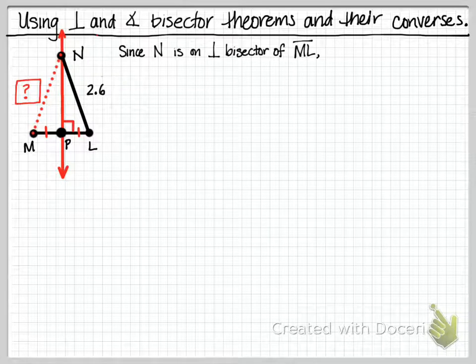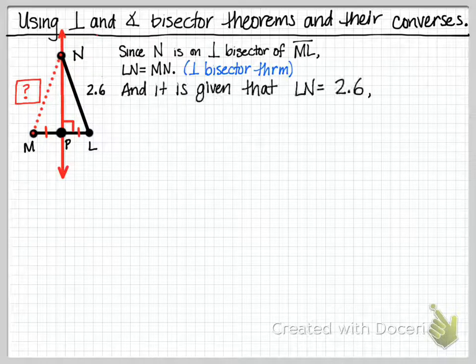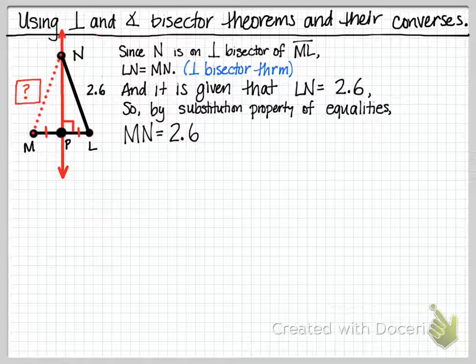Since N is on the perpendicular bisector of the segment ML, we know that N is equidistant to the two endpoints M and L. Therefore, the segment length LN is equal to the segment length MN. It's also given that the length of LN is 2.6, and therefore, by substitution, the length of the segment MN is also 2.6.